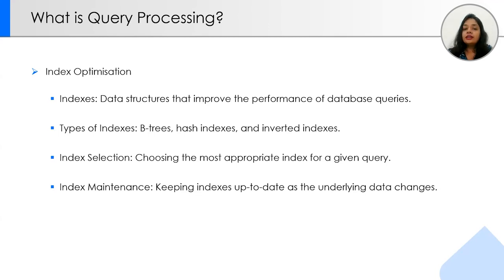So how do you select the index? You basically choose the most appropriate index for a given query. You see which one is going to be the most relevant one and which one is going to help you in optimization, that is quickly returning the result. Then comes index maintenance. So simply giving the index doesn't work. You have to maintain the index, and you can do so by keeping indexes up to date as the underlying data changes, because every day you are capturing data and every time you have to label it correctly so that it is stored the right way.